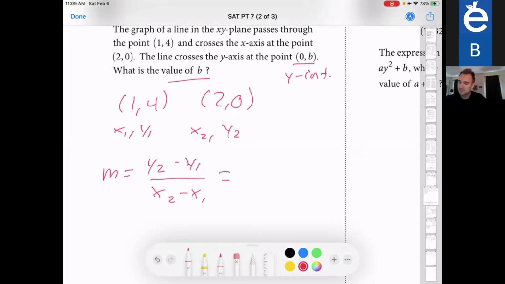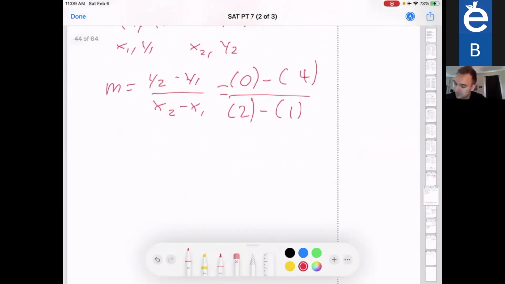If I plug these in, my y2 here, I define as being 0, minus my y1, I define as being 4, over x2, I define as being 2, minus my x1, I define as being 1. Simplify that. 0 minus 4 up top will give me negative 4. The bottom, 2 minus 1, will just give me 1. So my slope here is negative 4. Okay, that's helpful.